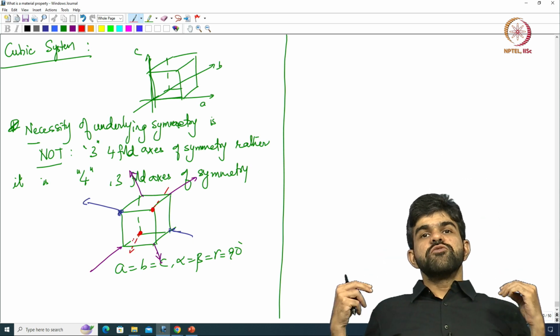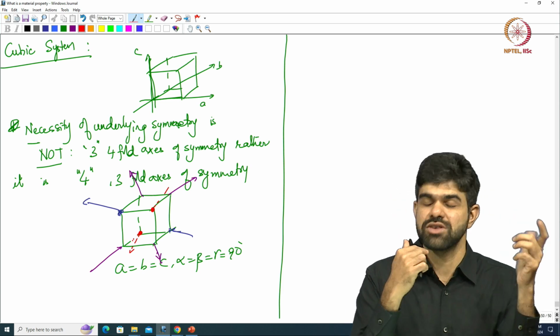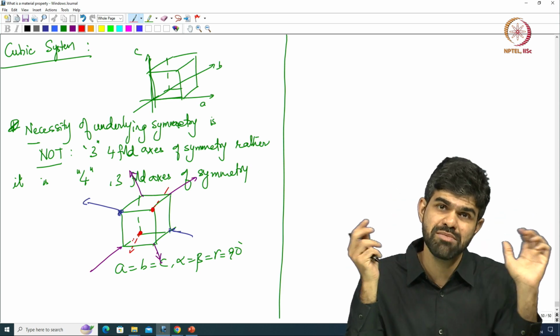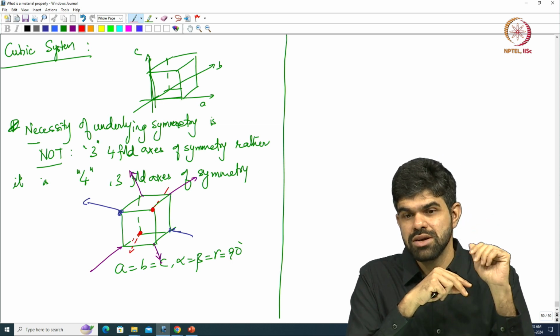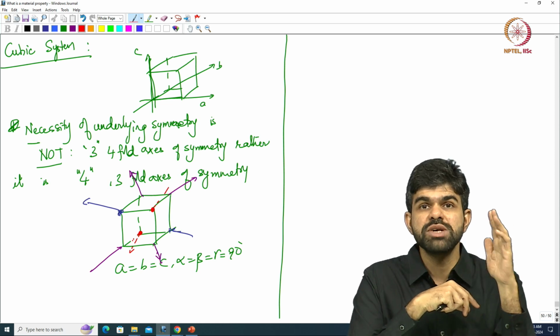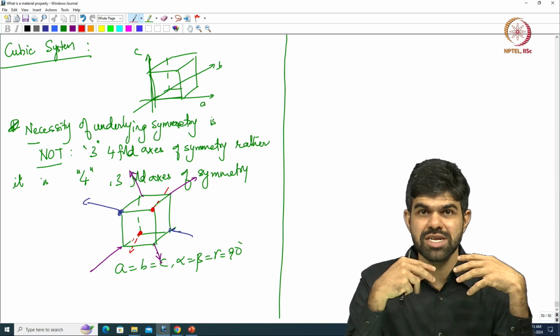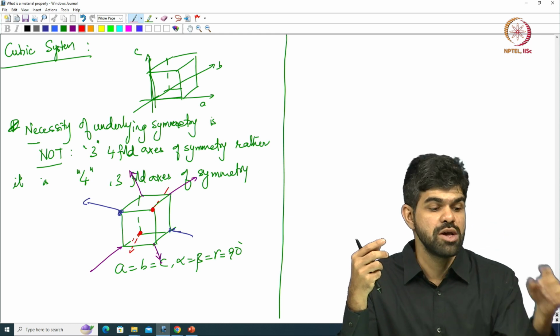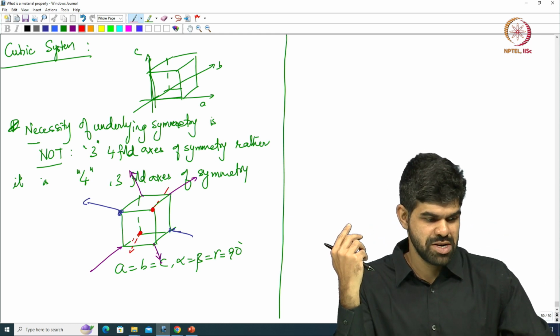So, these are your 4 body diagonals, and about these axes I have a 3-fold axis of rotation or a 3-bar axis of rotation, or a 3-bar symmetry. So in general, a cubic system by definition, the underlying symmetry that gives you a cubic system is 4 threefold axes of symmetry and not 3 fourfold axes of symmetry.